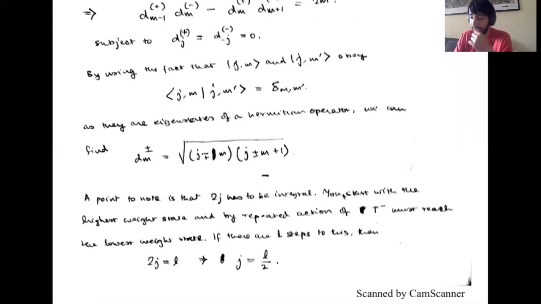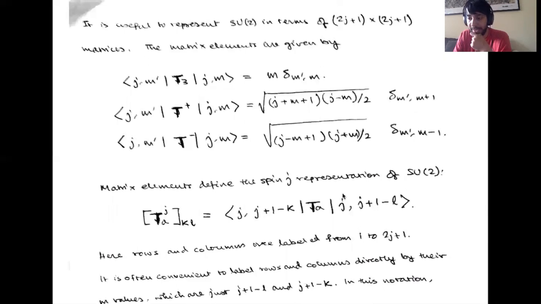Now, a point to note is that 2j has to be integral. So you can start off with the highest weight state, and by repeated action of this lowering operator T minus, you have to reach the lowest state, right? So if there are L steps to this, then 2j has to be equal to L, or j has to be L by 2. So j has to be half integral. Okay, very good.